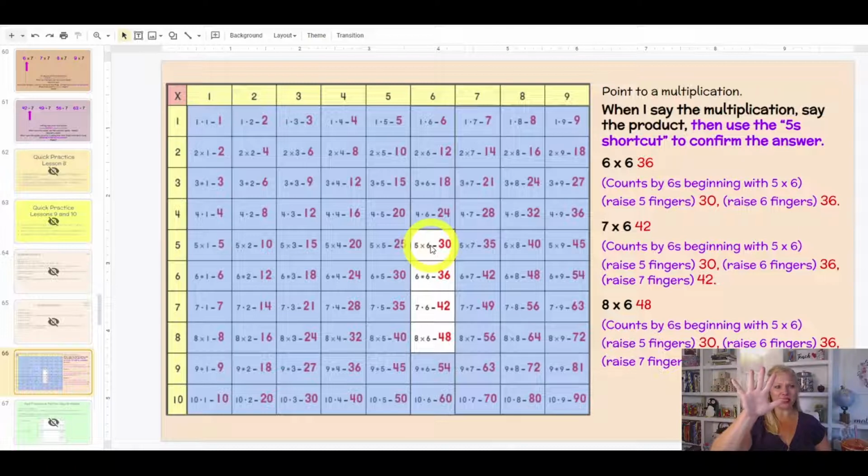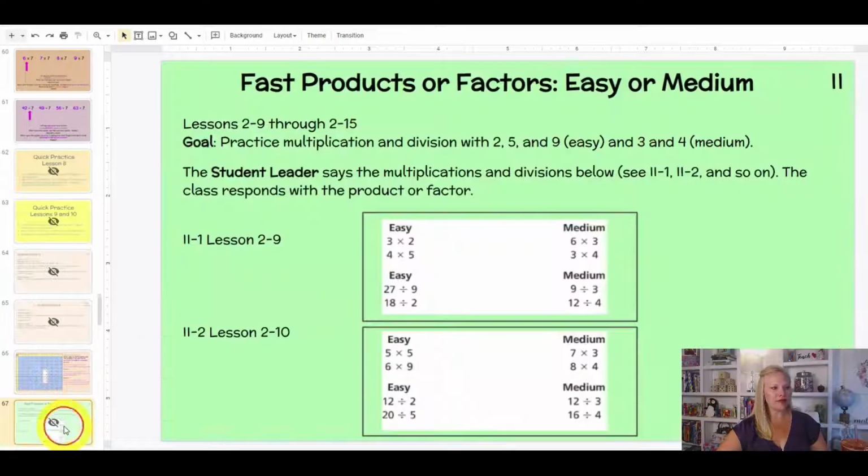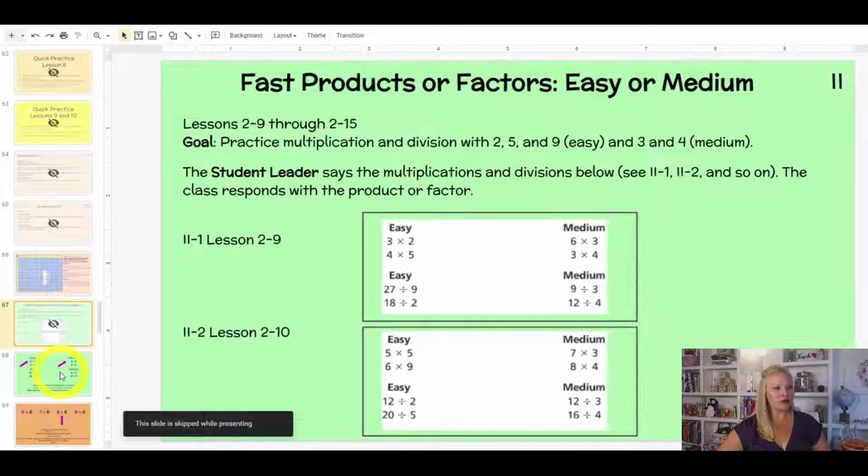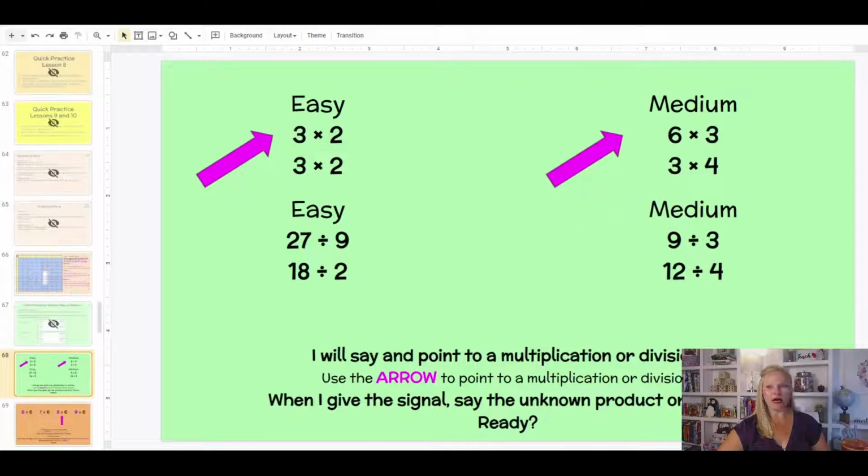It would actually be this. Let's do 5 groups of 6. And we just know that 5 groups of 6, class, 30. 6 groups of 6, 30, 36. 7 groups of 6, 30, 36, 42. So I think I did it opposite when I first showed you 5 times 6. Now we're going to go into easy, medium, and let's dive here.